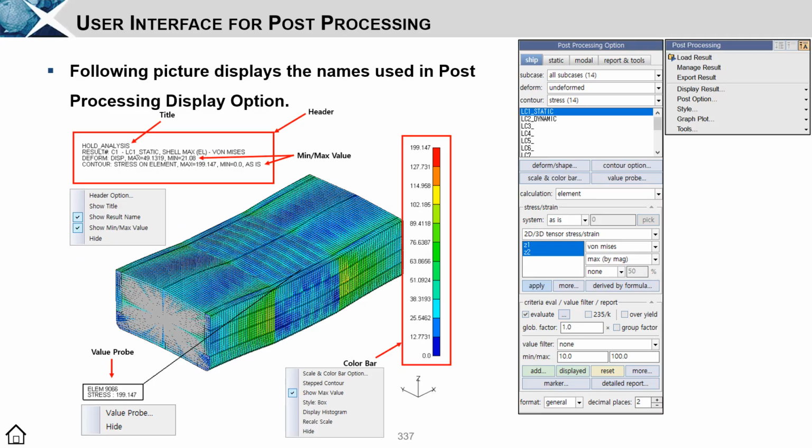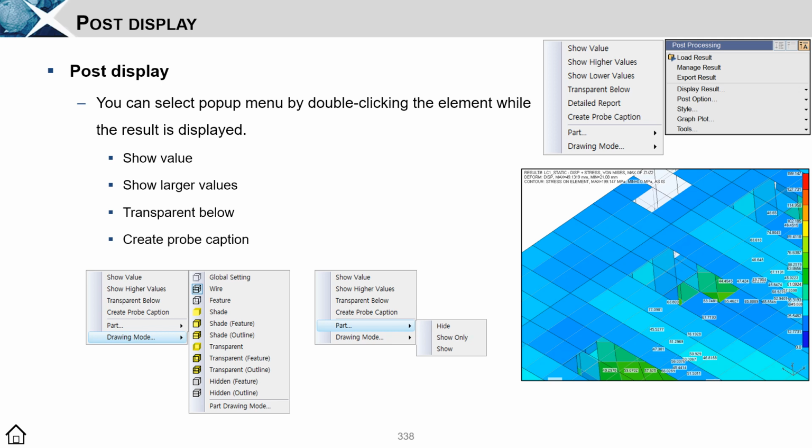The picture you see on the screen is a user interface that evaluates the results. You can access the corresponding settings pop-up menu using right-click on the information that appears. You can access the pop-up menu by right-clicking on the element that displays the results. The Show Value option displays results only for those elements that you selected.